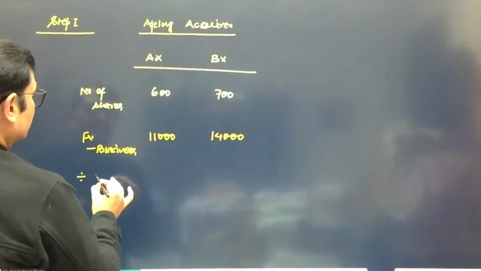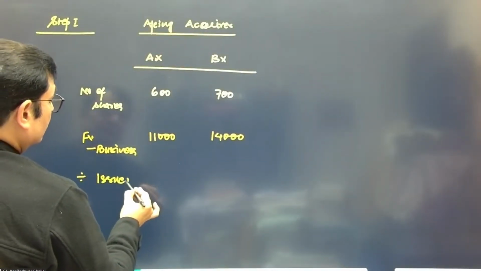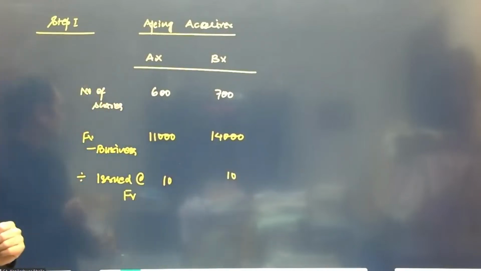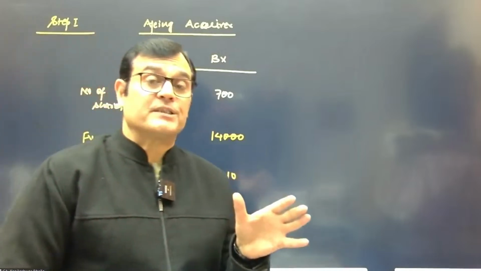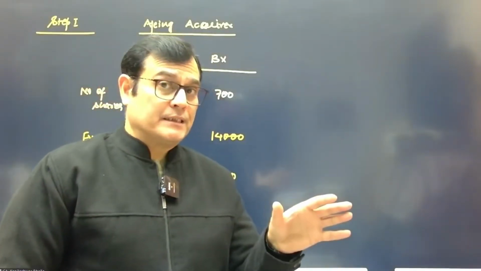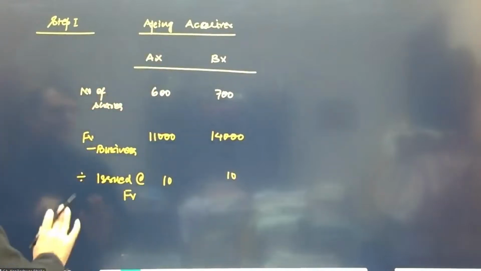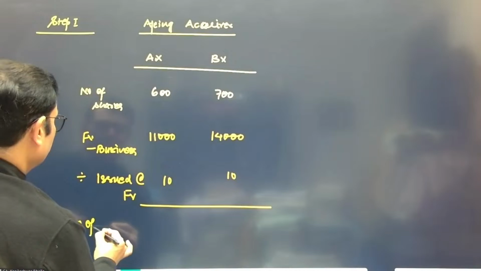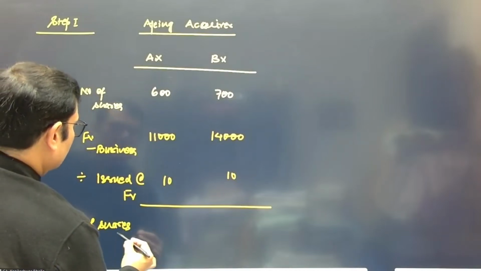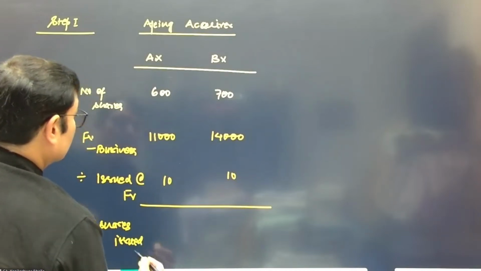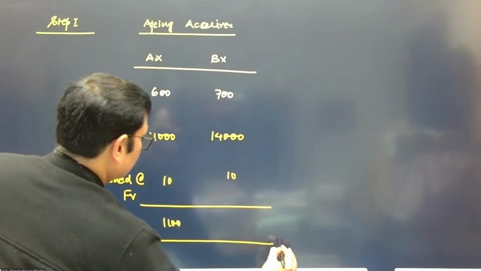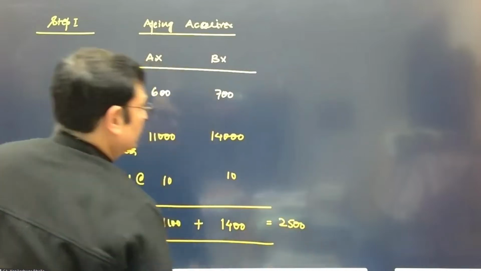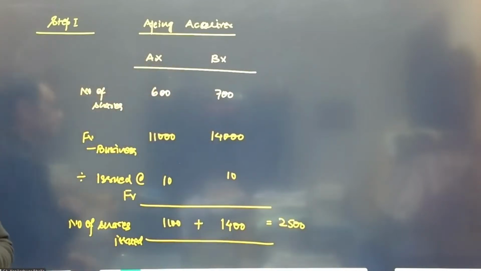So considering that the shares will be issued at face value itself, which is 10 rupees, because I am given that the company ABX is a new company. Since it's a new company, there cannot be any fair value. It would issue the shares at face value. So what is the number of shares issued? AX will be given 1100 shares, and BX will be given 1400 shares. So the total capital of the company ABX is going to be 2500.